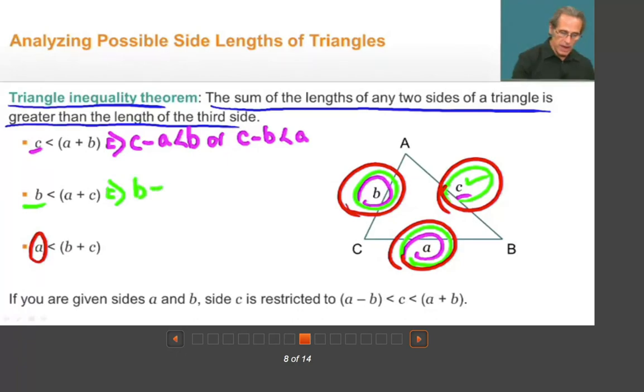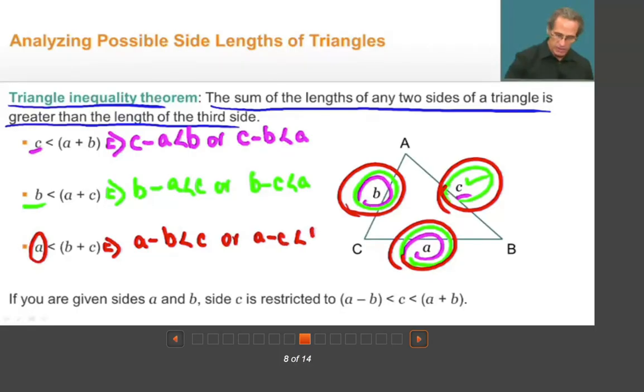We can say that B minus A must be less than C, or B minus C must be less than A. Going to the third inequality, and again rewriting it, we can say A minus B must be less than C, or A minus C must be less than B. Notice the inequality at the bottom of the screen. What it says is that if you take the difference of two sides, this will be less than the third side, which will be less than the sum of those two sides.